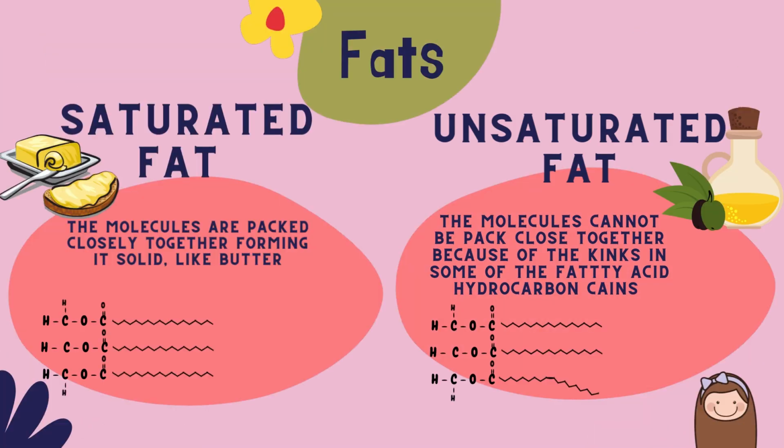Fat is constructed from two kinds of molecules, glycerol and fatty acids. Glycerol is an alcohol. Each of its three carbons has a hydroxyl group, and the fatty acid is a long carbon skeleton. Unsaturated fat has one or more double bonds. The kinks where the cis double bonds are located don't allow the molecules to pack together closely enough to solidify at room temperature, such as olive oil. Saturated fats lack double bonds, and their flexibility allows the fat molecules to pack closely together, which makes them solid at room temperature, like butter.